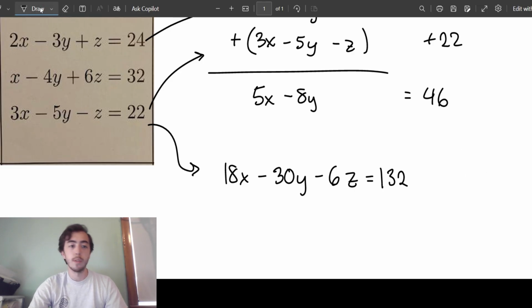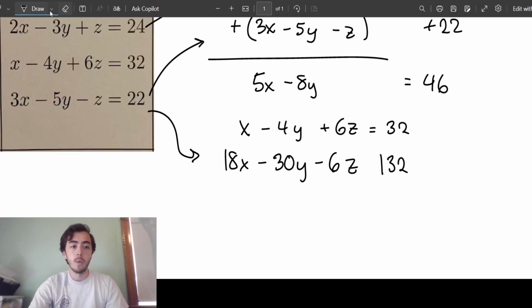And the reason why I multiplied it by 6 is because I wanted to line up the z's again and cancel those out. So I will line up the x minus 4y plus 6z equals 32 over here. And I'll do the same idea as before, where on the left side, I will add all of this stuff. And on the right side, I will add the 132.